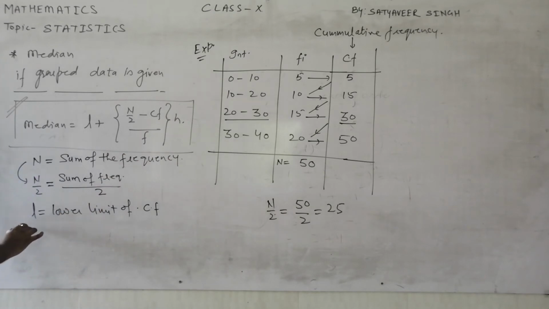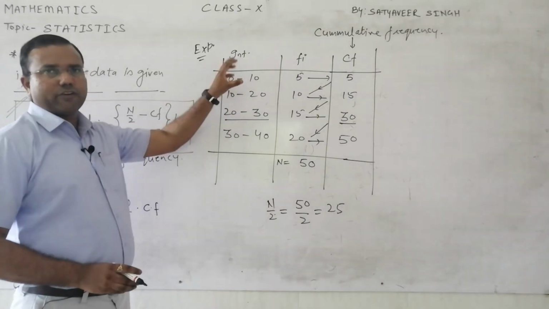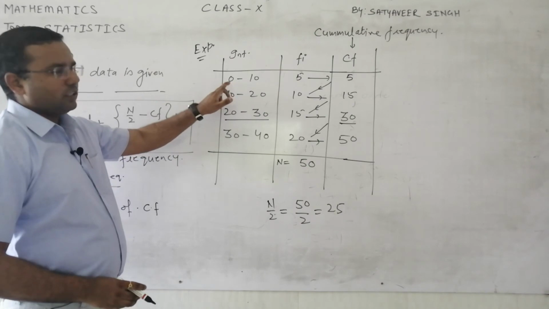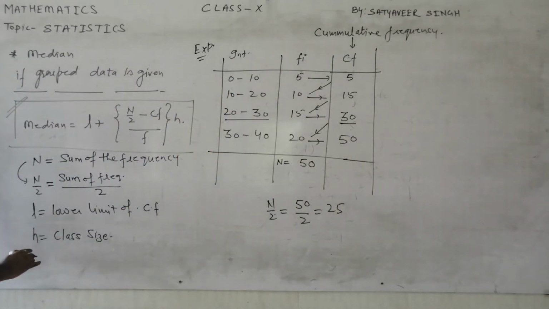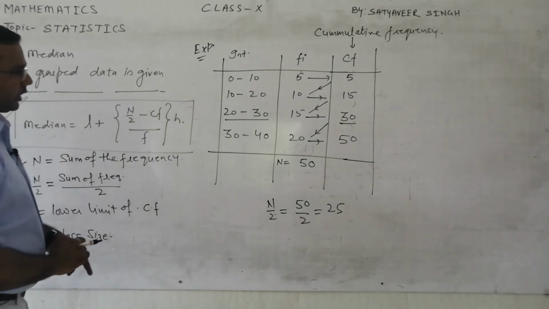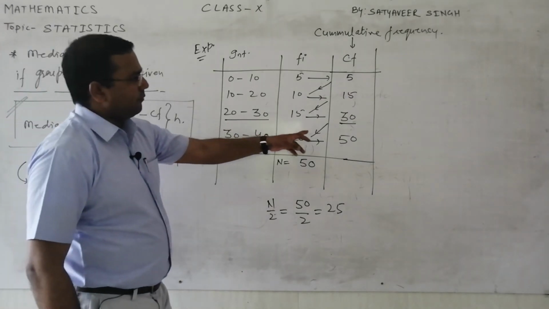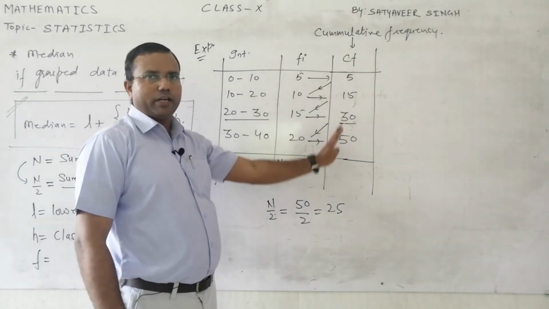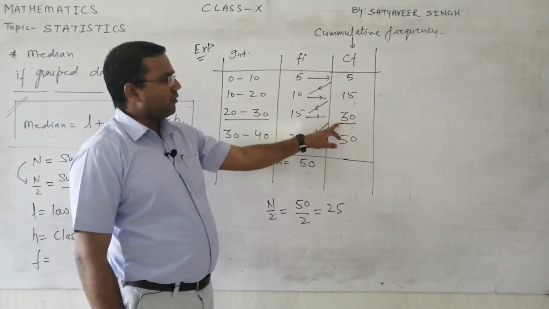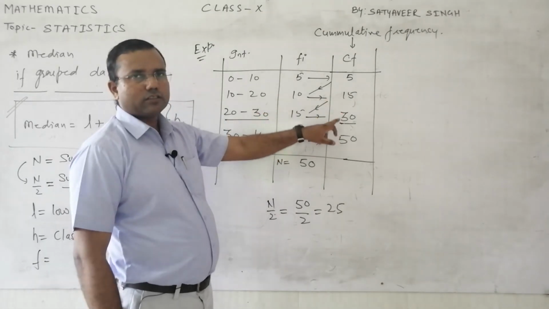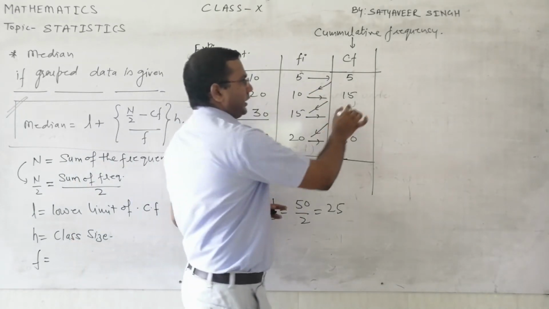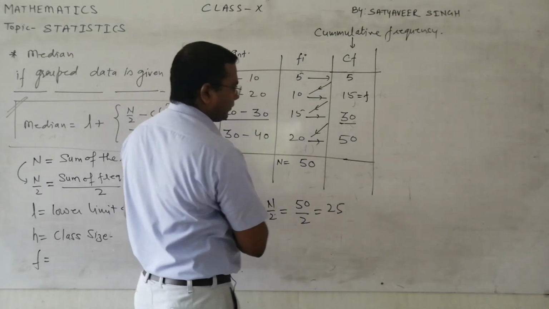H. H, everybody knows, it is class size. Class size, like here 0 to 10, 10 to 20, the difference of the interval. So here it is 10. Then what is remaining? F. What is F? You will have to select in the cumulative frequency column the frequency of the number which is just preceding to this. Just preceding to this is this. So here it is F.